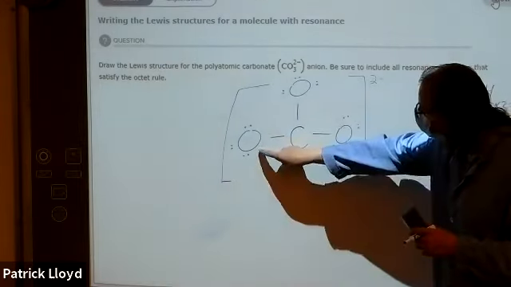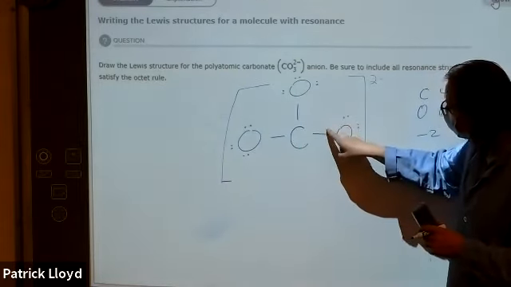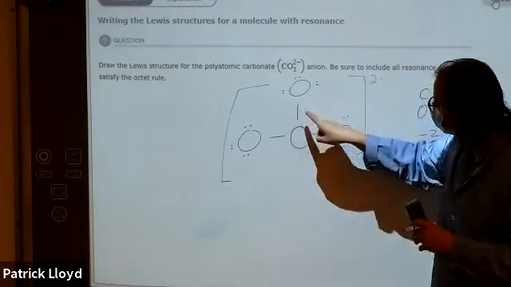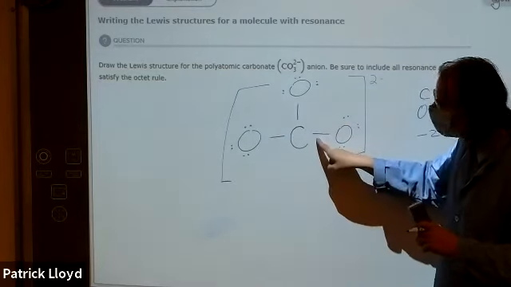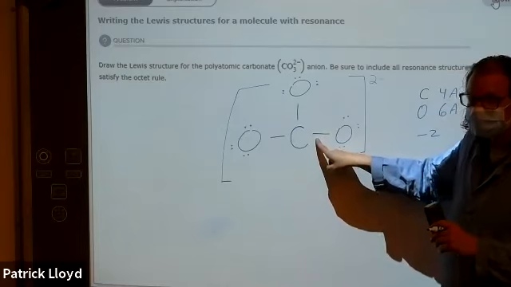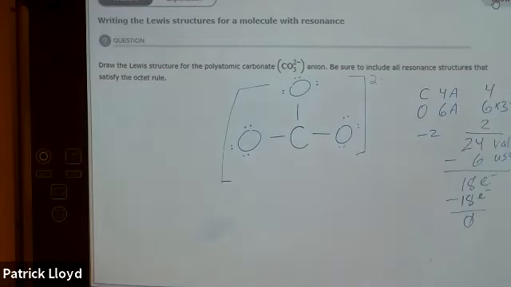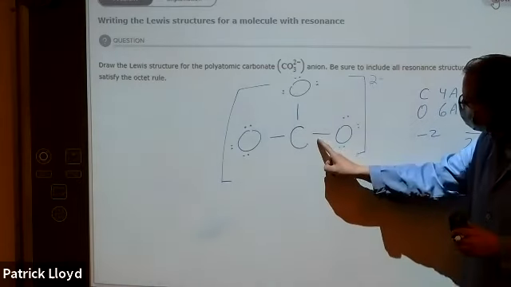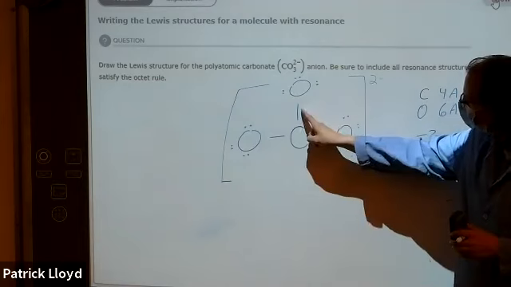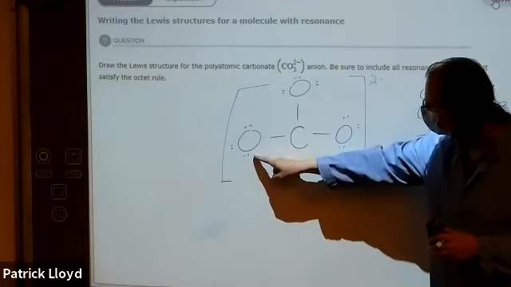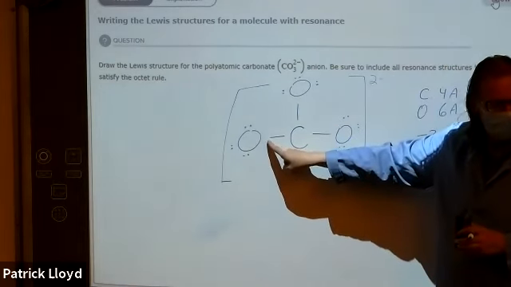So we have 3 choices. There are 3 different oxygen atoms that could donate a pair to form a second bond. So how many resonance structures do you think we're going to have? 3, right? One of them will be where the double bond is here. Another one will be where the double bond is there. And another one will be where the double bond is there. So we have 3 possibilities.